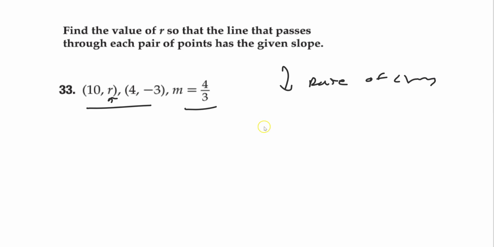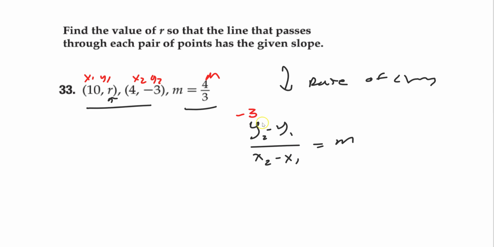That says rate of change. So, right, it's y2 minus y1 over x2 minus x1 equals the slope. Well, we have everything we need. Let's say this is x1, y1, x2, y2, and this is my m. So, plug it all in. So this is negative 3, this is r, this is 4 minus 10, and this is 4/3.